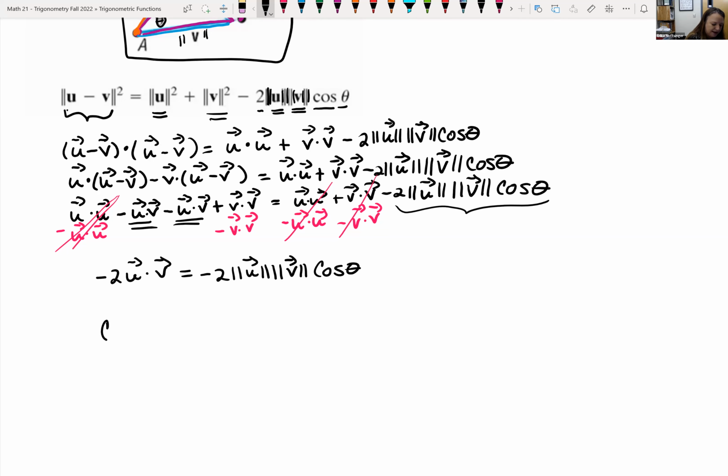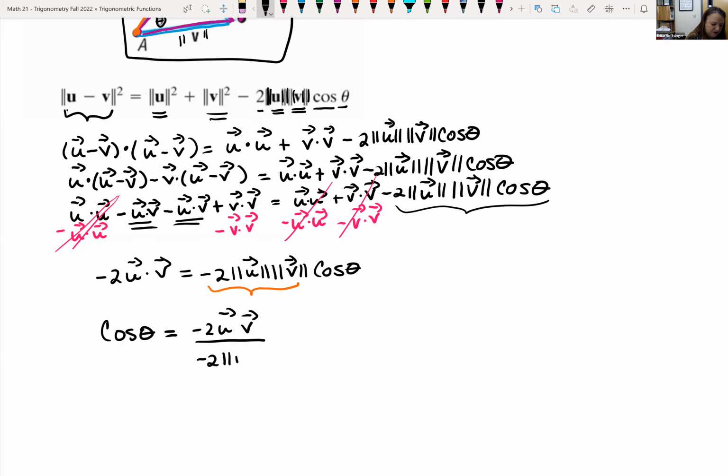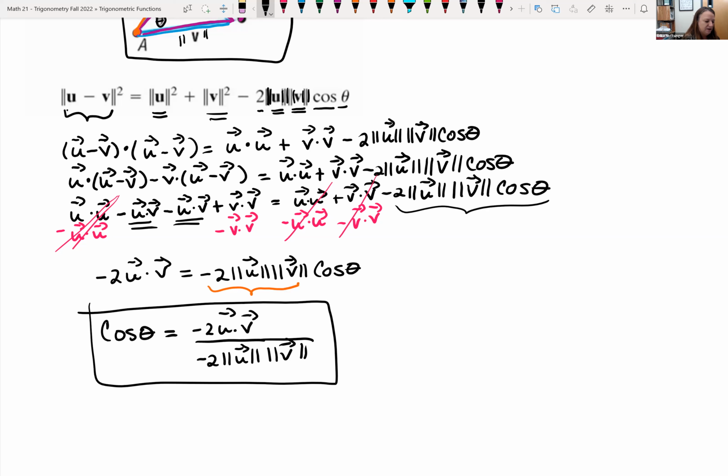So getting cosine of theta by itself, we can divide both sides by negative 2 magnitude of U and magnitude of V. And our negative twos cancel. So this is a formula we can use if we needed to find the angle between two vectors. We could just take the cosine inverse of both sides.